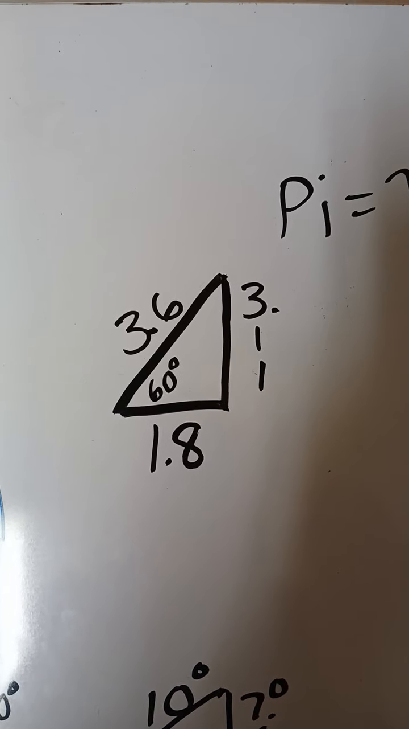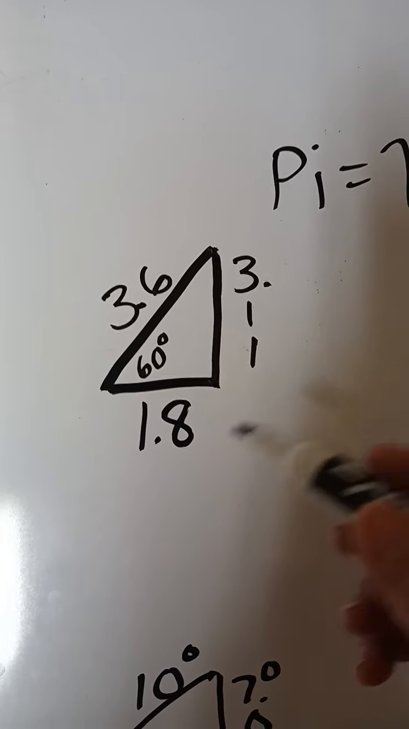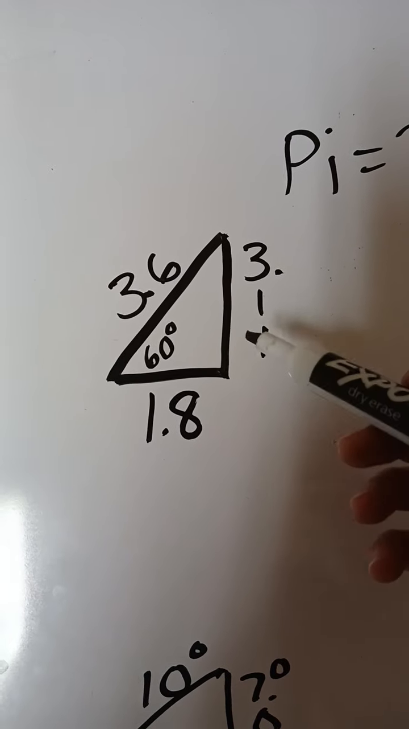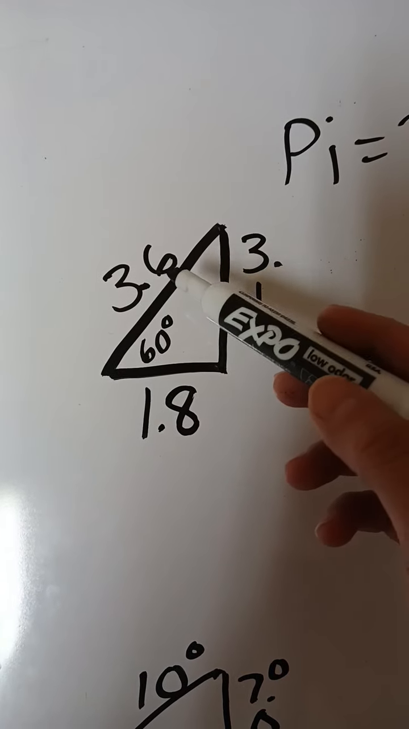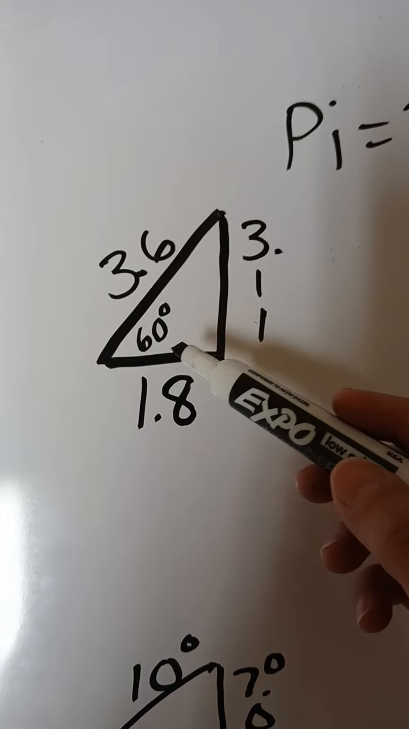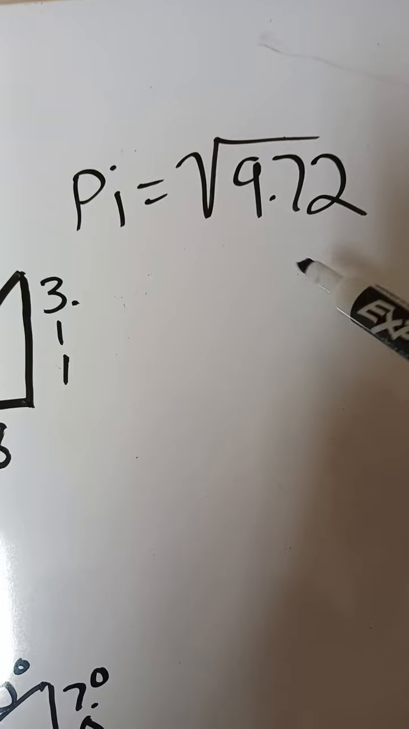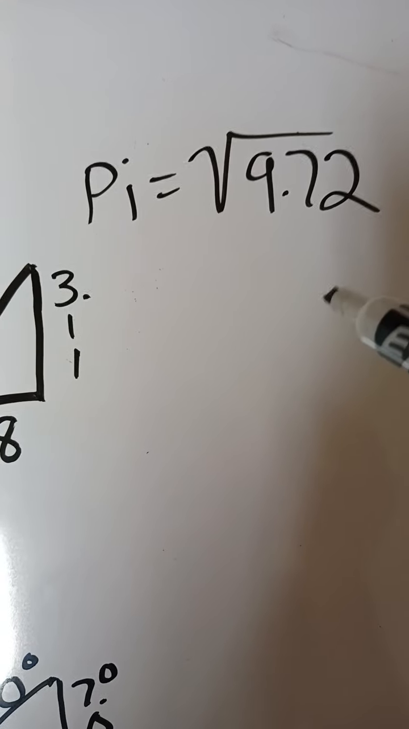How'd God do it? It's a link between squares. The same measurement God wrapped around the 1-inch diameter circle, He used to attach the 3.6-inch hypotenuse to the 1.8-inch adjacent in the 60-degree right triangle. So pi is equal to the square root of 9.72. We serve a rational God, not an irrational God.